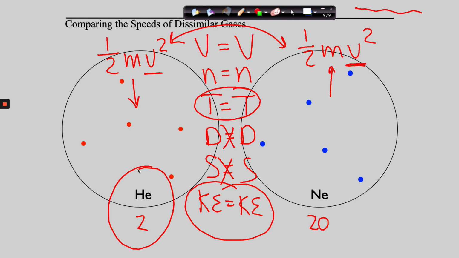Do you understand it logically, visually, and maybe based on the math? But guys, the bottom line is that at similar temperatures, lighter particles are moving faster.